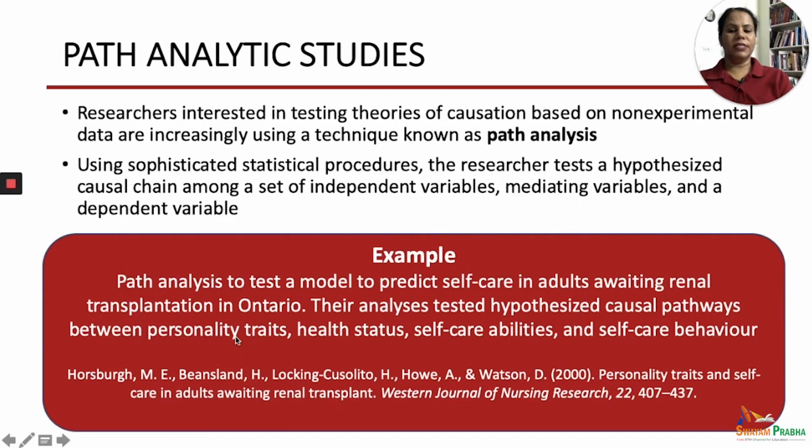So here you can see that personality trait and health status can be an independent variable, and the self-care ability is a mediating variable, and self-care behavior, which is resulting because of the personality traits, health status and self-care ability, can be a dependent variable. So this is a very good example of a path analysis.